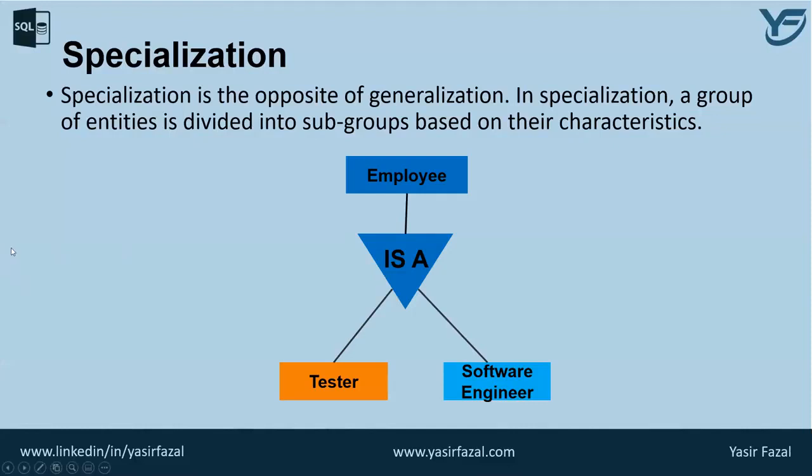So employee is more like a generalized form of a person, and then with respect to his job role, I have identified it. I can easily identify him as a tester or a software engineer. So when I roll it upside down, I will get the generalized behavior, like the tester and software engineers will go upwards and employee will come downwards.